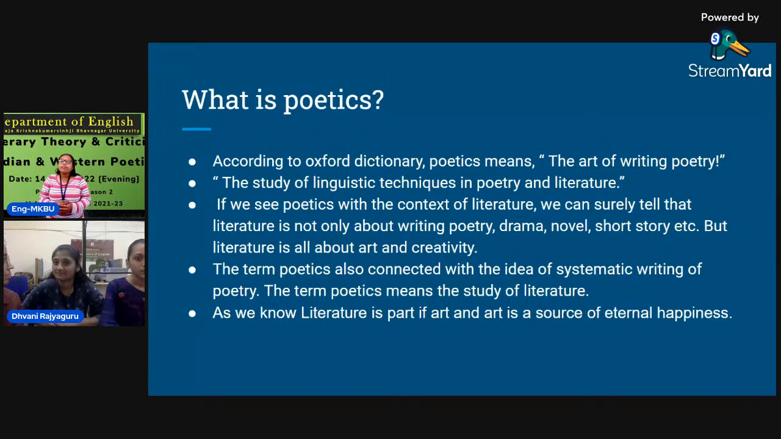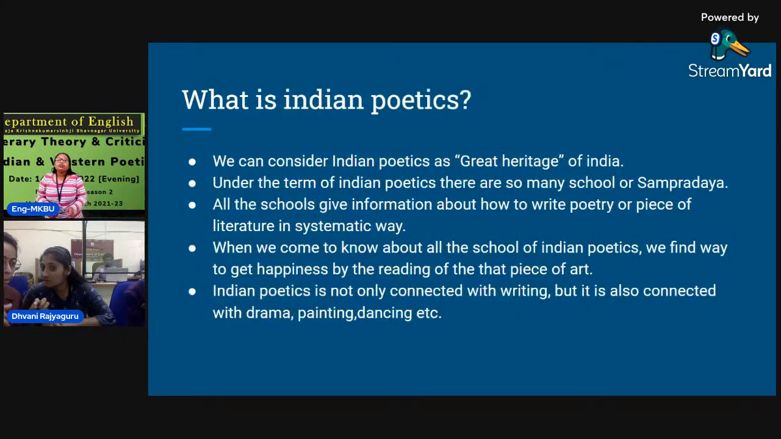As we know, literature is a part of art, and art is a source of eternal happiness. If we see this line with a layman's concept, whatever we are doing, the ultimate or eternal aim is happiness. So art is a part of it, whatever we are doing, because the ultimate aim is to get happiness or entertainment out of them. So what is Indian poetics?